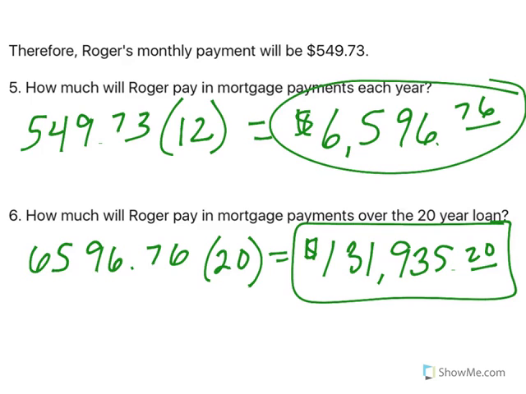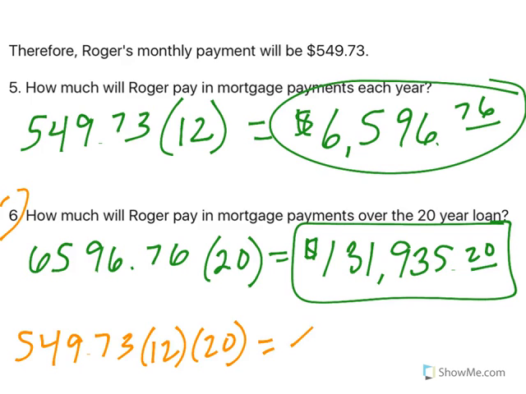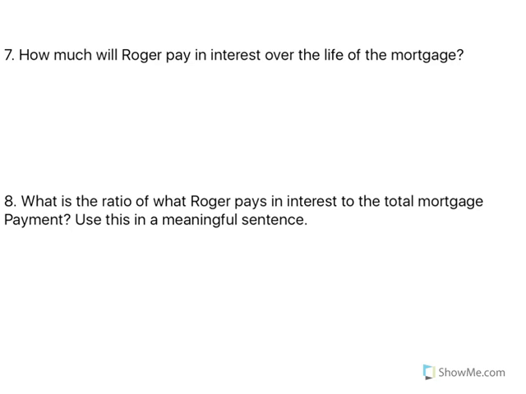Now, from this answer for number 6, you could have started with $549.73 per month, 12 months in the mortgage, 20 years in the mortgage, and that would have given you the exact same answer. Okay? So Roger did not borrow that much, but he's paying back that much.